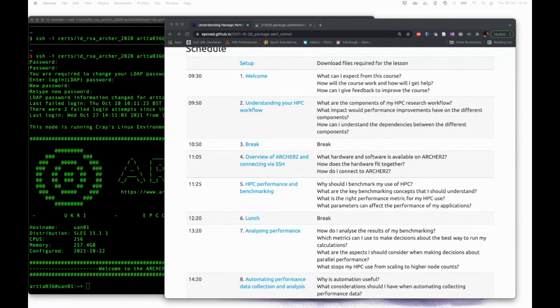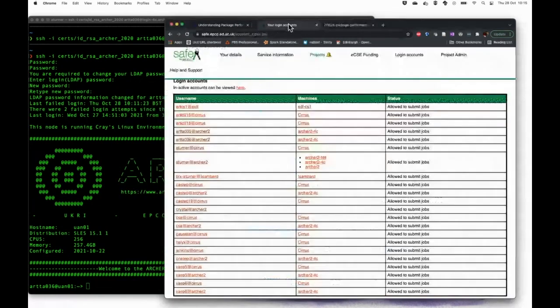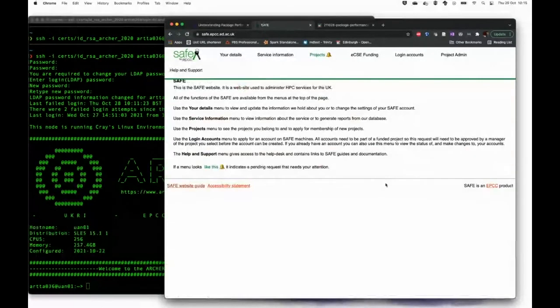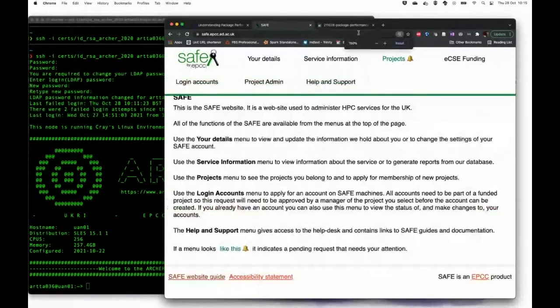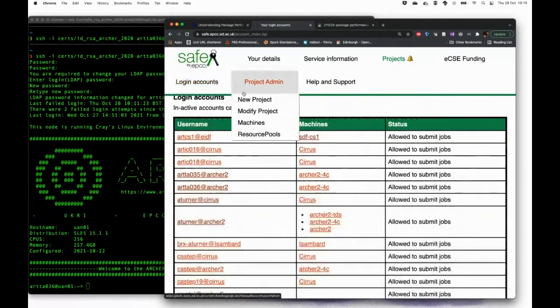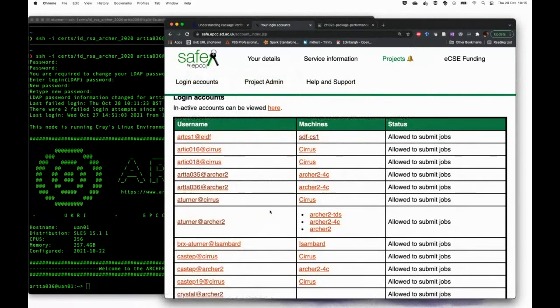So I can show that. Just let me show you what that looks like. I'll drag this across to here. So on Safe, hopefully you can see the Safe. It's a bit small. Let me zoom in a bit. So this is the Safe interface where you've signed up for a Safe account, and then hopefully you've got a login account. So if you go to login accounts, you just click on it rather than selecting one.